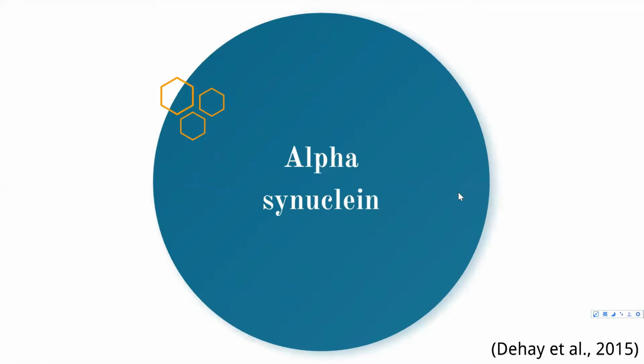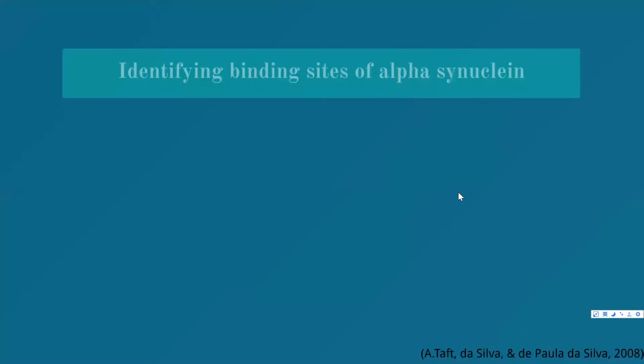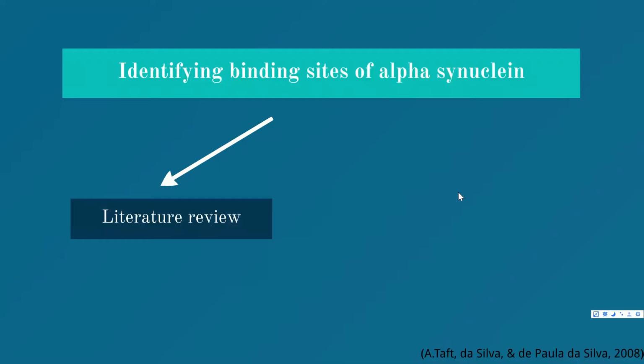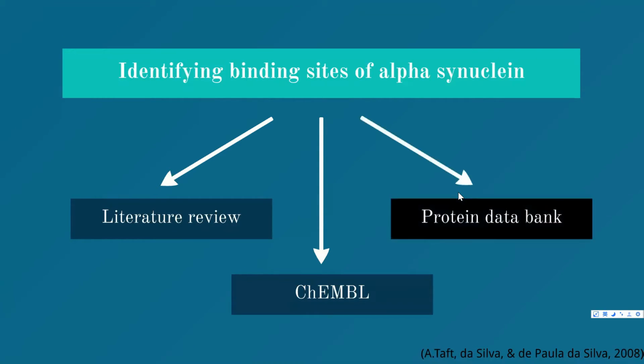The target that I chose is alpha-synuclein. Recent studies have proven that alpha-synuclein may be a possible therapeutic target for Parkinson's disease. Furthermore, there is no FDA-approved drug against this target. Now, we'll proceed to target validation, which is identifying binding sites of the target, alpha-synuclein. This can be done by doing literature review, searching ChEMBL, and also the Protein Data Bank.